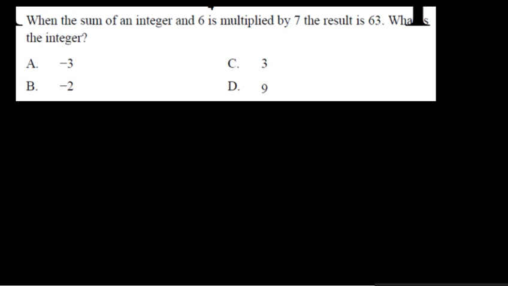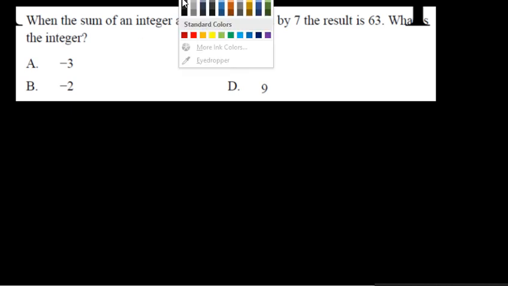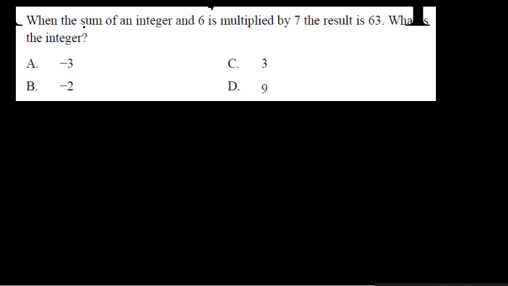The second question for today says: when the sum of an integer and 6, let the integer be a here. So the sum of the integer and 6 means a plus 6, multiplied by 7. This sum is multiplied by 7 and the result is 63, so equal to 63. Then what is the integer? Our objective is to get the a.